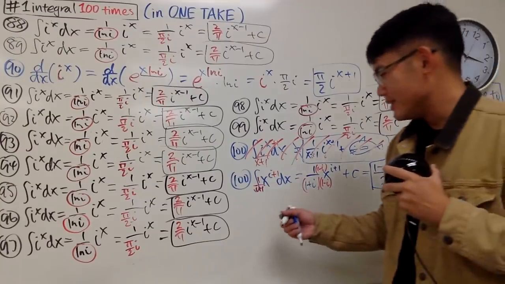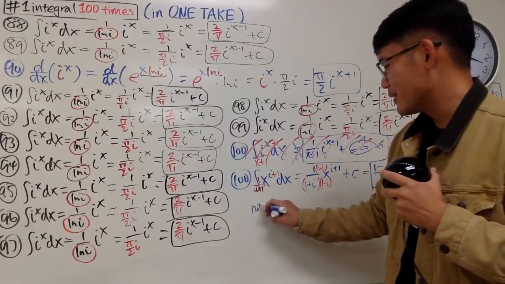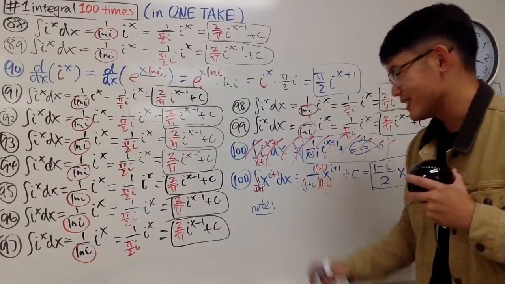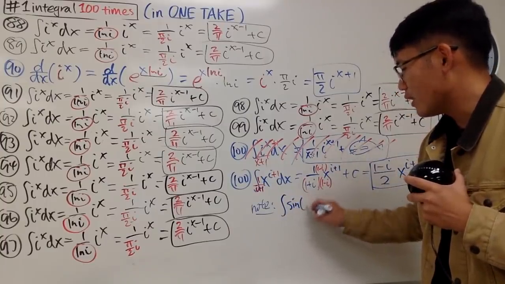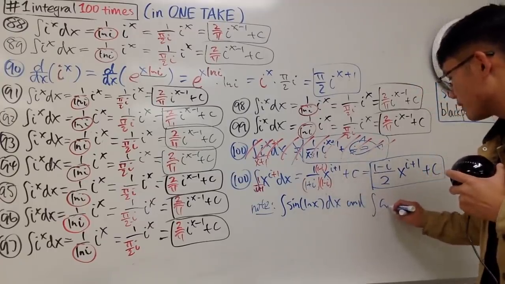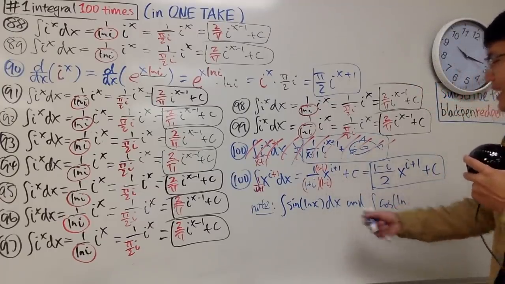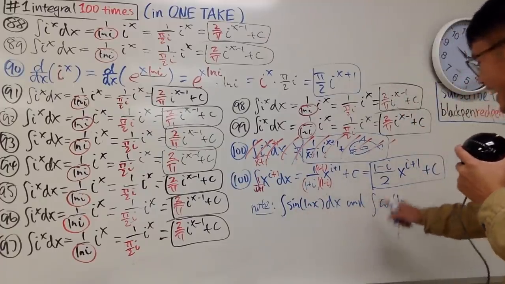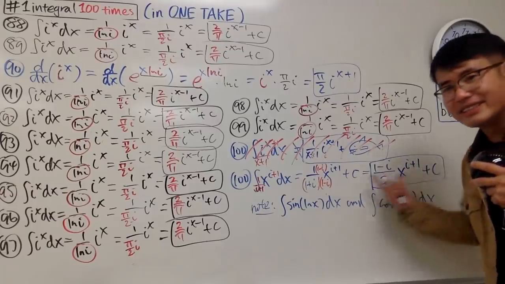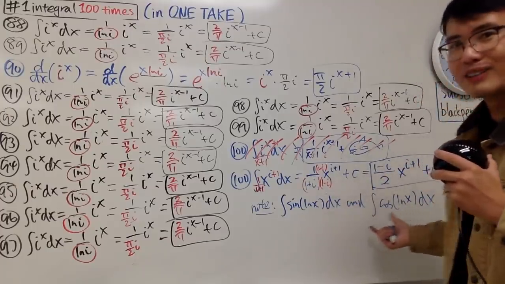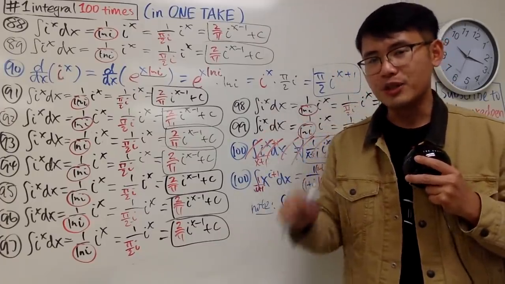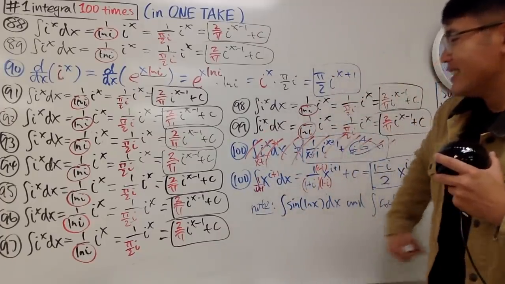By the way, this is just a note. If you do it this way, you can actually figure out the integral of sine of natural log of x dx, and also the integral of cosine of natural log of x dx. By using this right here, you can figure it out. And I do have a video on that already. I will link that in the description for you guys. Oh my god.